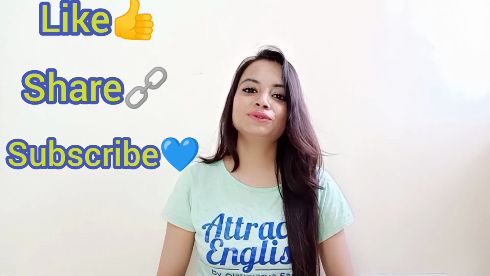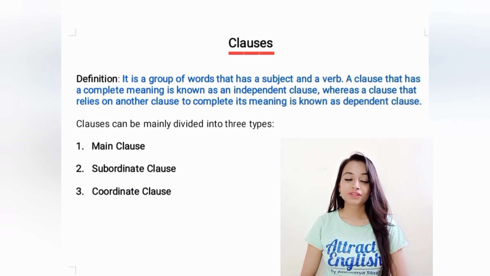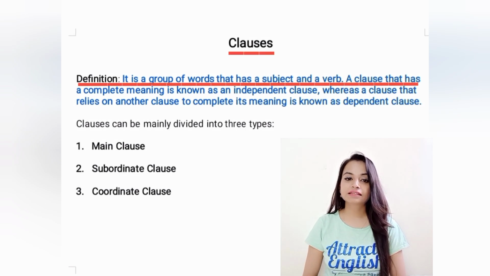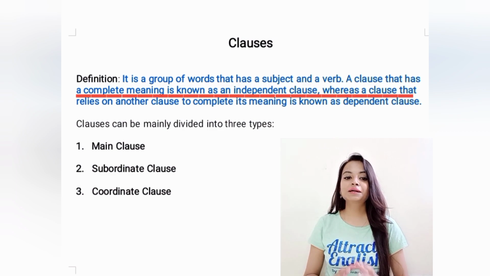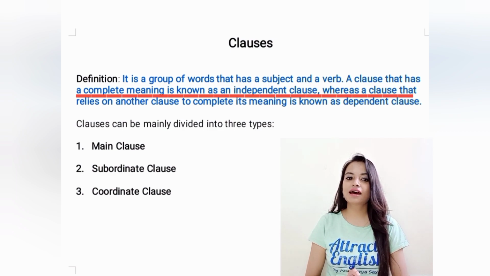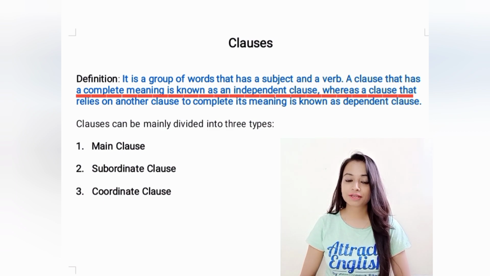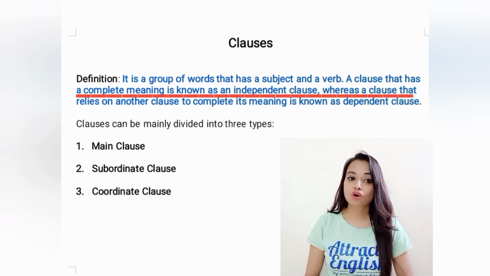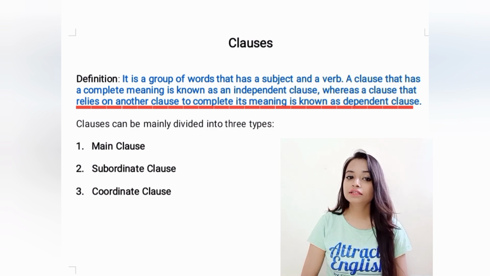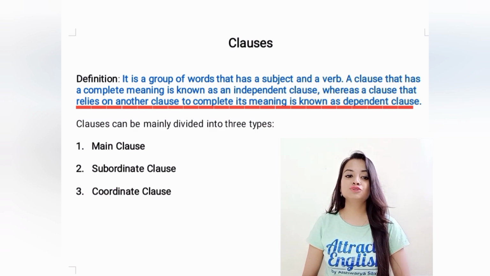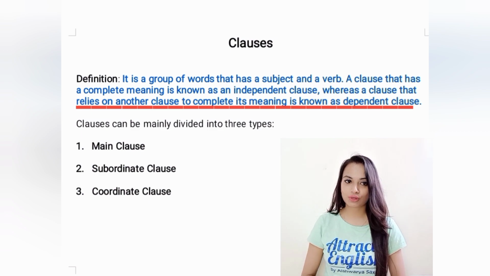And now we are going to start with our today's topic. Clause. It is a group of words that has a subject and a verb. A clause that has a complete meaning is known as an independent clause, whereas a clause that relies on another clause to complete its meaning is known as a dependent clause.